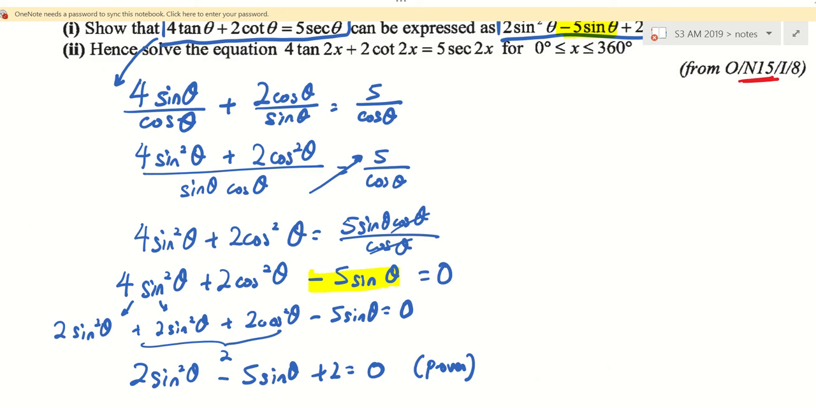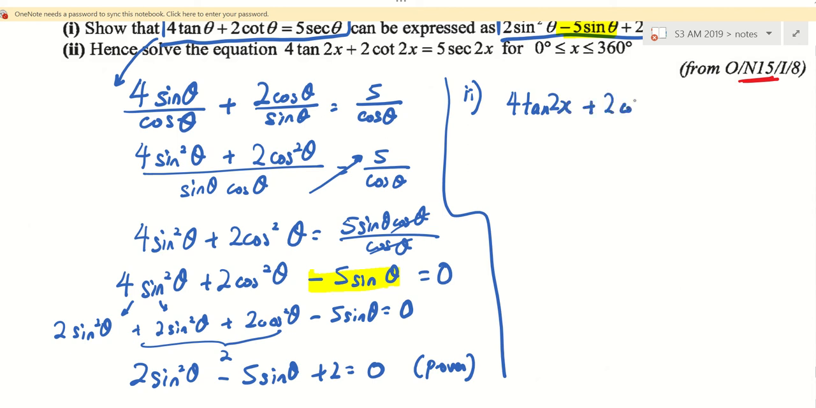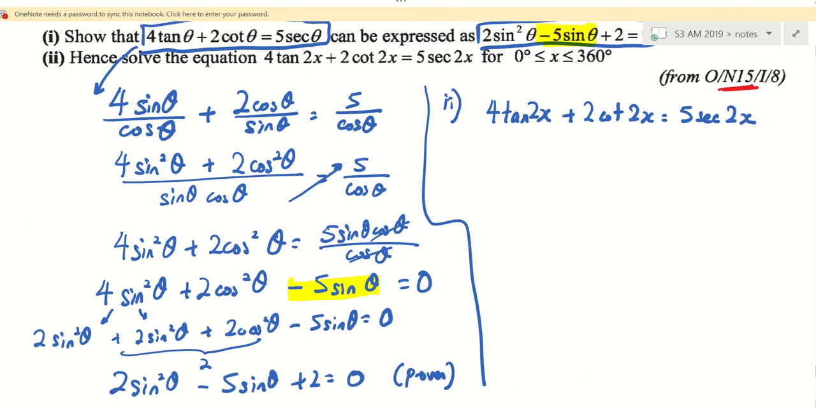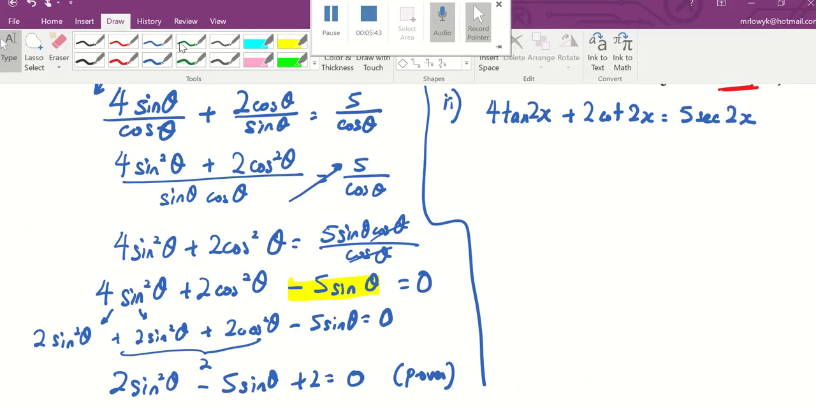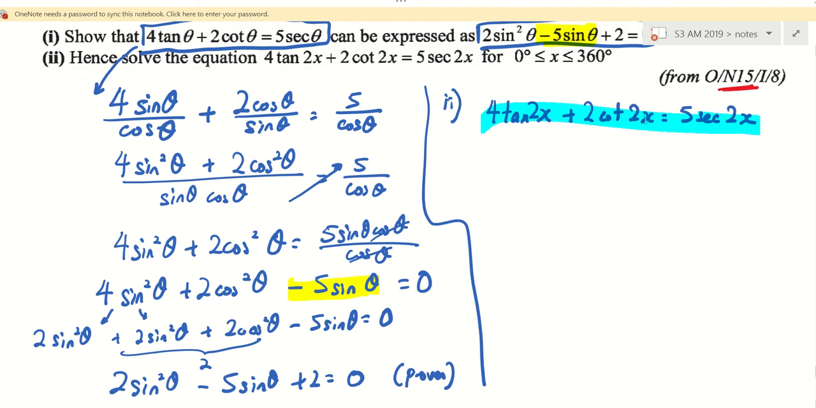Now what I want to do, I want to prove solve by hands. So solve by hands means that I have to use back the part A. So I try and squeeze everything into just one page. So can you write down part 2? 4 tangent 2x plus 2 cotangent 2x equals to 5 secant 2x. Now, when you say hands, means you have to try and compare the question and part A.